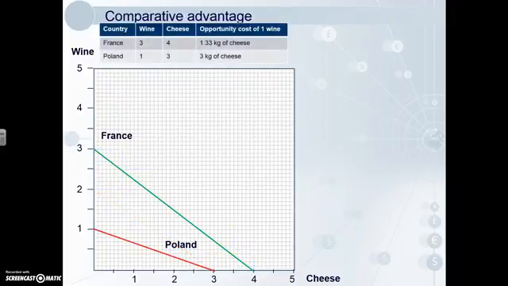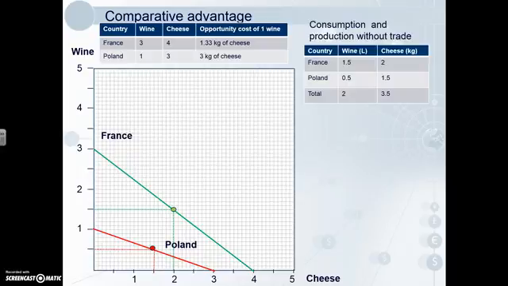Alright, let's have a look at how much each country might produce and consume with closed economies. No trade. Again, for ease, we'll assume half of each country's resources are going into each good. So France has 1.5 litres of wine, 2 kilos of cheese. Poland has half a litre of wine and 1.5 kilos of cheese. Of course, again, these are examples. Each country could produce at any point on or within its PPC.